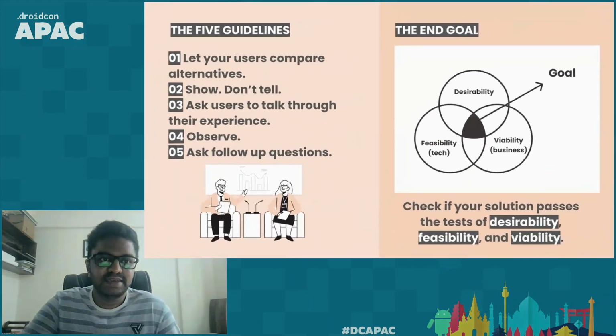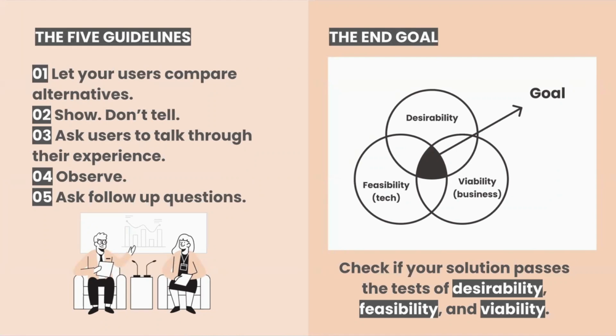So in the testing phase, as I said, you either test with your users or you may even test internally. But there are 5 guidelines to testing. Let your users compare alternatives to what you've built. The second is show your prototype, don't talk a lot about it. The third is ask users to talk through their experience and what they're going through and how they feel about the product and things like that.